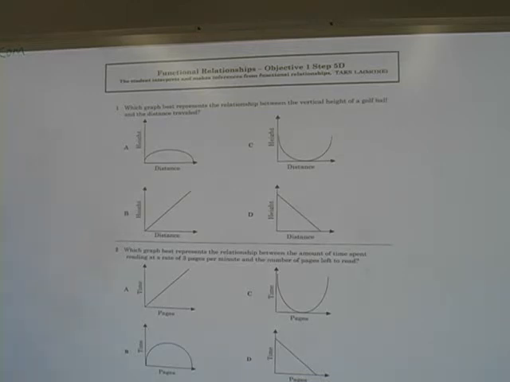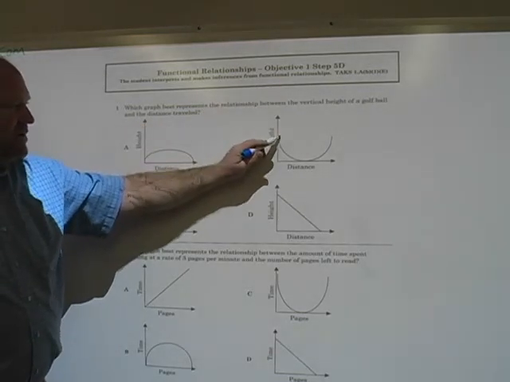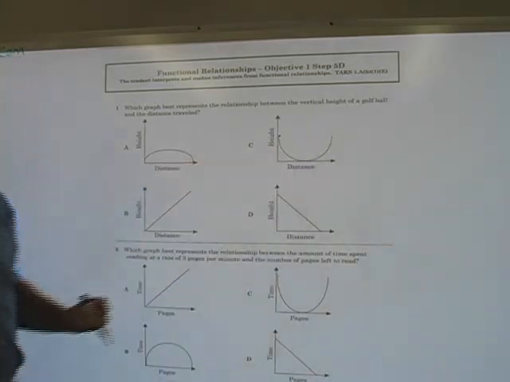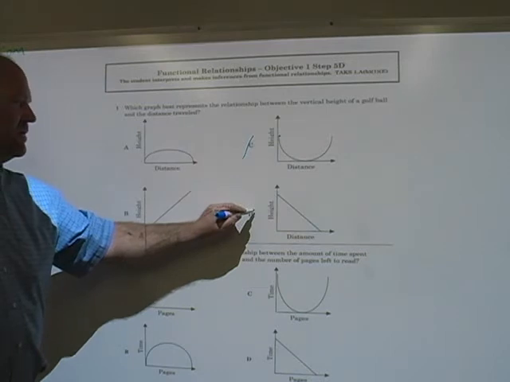Okay, which graph best represents the relationship between the vertical height of a golf ball and the distance traveled? You've got to think about what's going to happen to a golf ball as the distance changes. It can't be C, because it starts way up high, goes way low, then goes up high again. Good, it starts high, comes down. And it can't be D because it starts high as well.